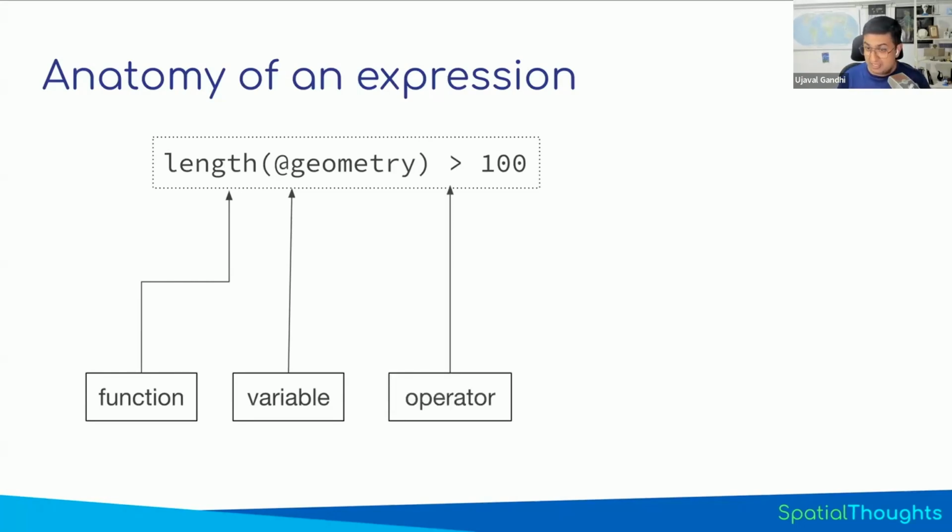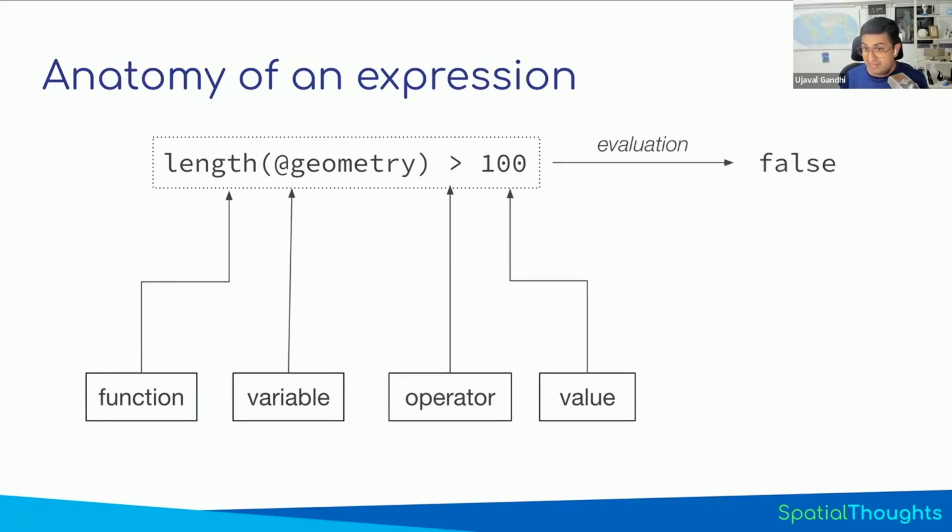There's an operator. Greater than is an operator. So it'll say, whatever is the length of geometry, is it greater than this value, 100? And the QGIS expression engine will take this expression, run it, compute the length of geometry, check if it's greater than 100, and output a result. In this case, it'll be true or false. So this will either be true if the length is greater than 100, false if it's not. Right, so this is what an expression looks like. It's a combination of functions, values, operators, and variables.